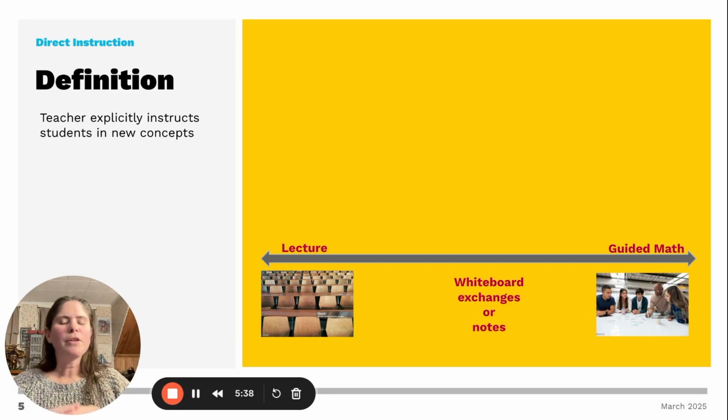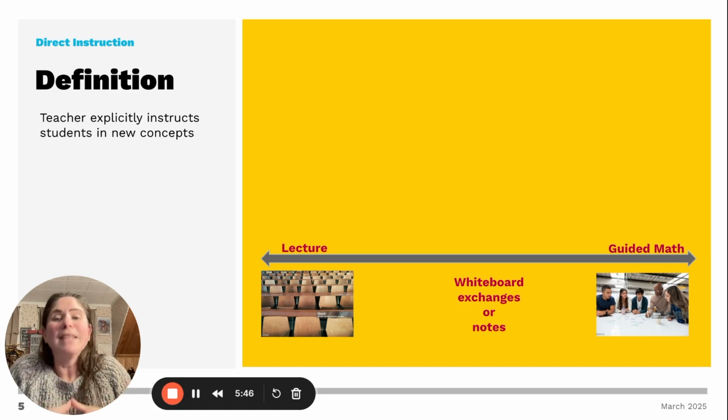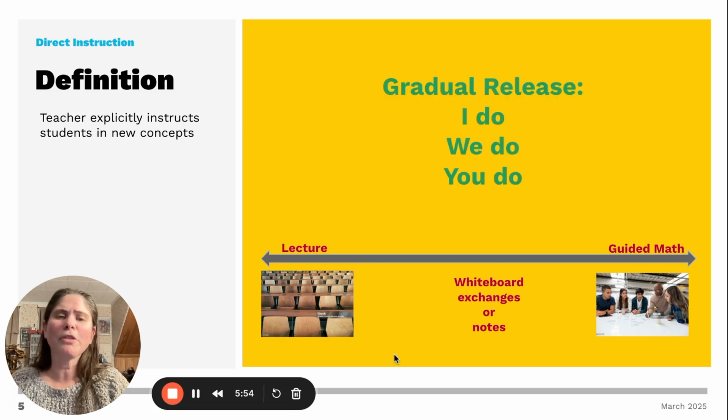Whatever it looks like, whether it is a whole group lecture or small group instruction, that new learning originates with the teacher. The teacher guides that new learning, and that's where it's coming from. And so a lot of people think of this as the gradual release method of giving information.